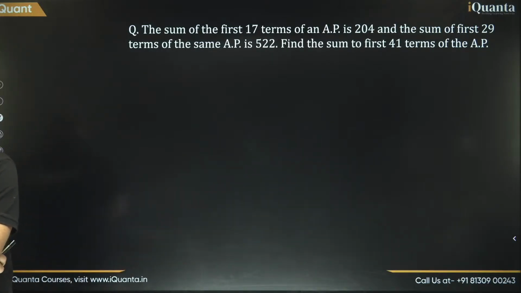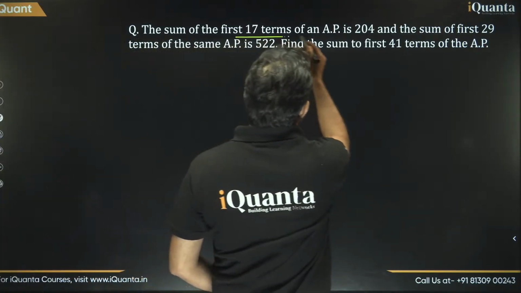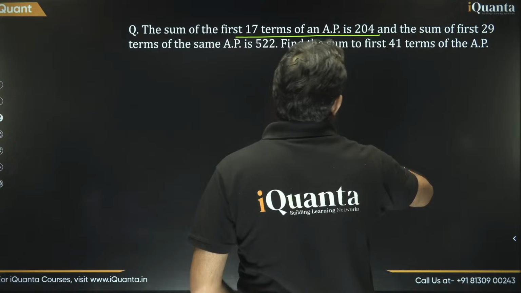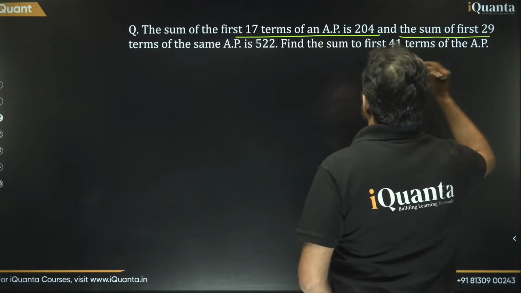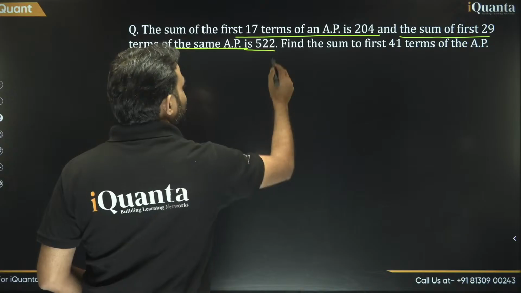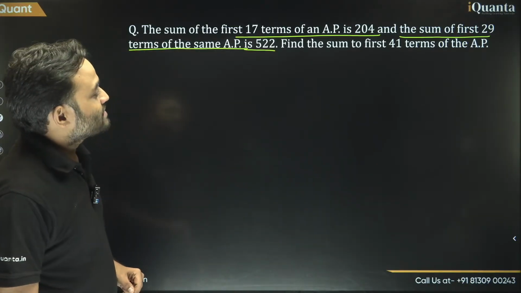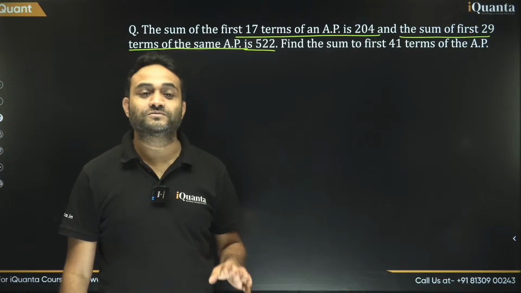Tejeshwar, check your answer. Shardul got this correct. Ayushman got this correct. The sum of the first 17 terms of an AP is 204 and the sum of the first 29 terms of the same AP is 522. Find the sum of the first 41 terms of the AP.